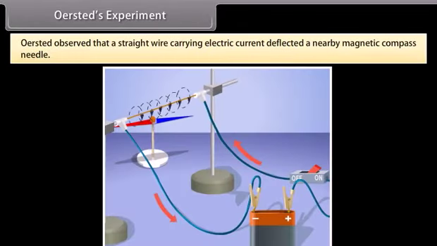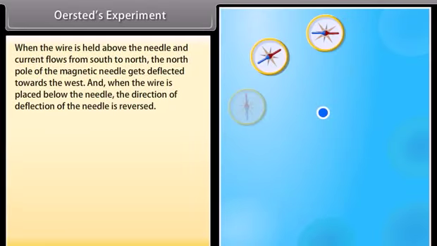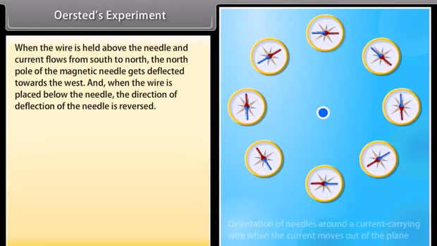Oersted's experiment. Oersted observed that a straight wire carrying electric current deflected a nearby magnetic compass needle. When the wire is held above the needle and the current flows from south to north, the north pole of the magnetic needle gets deflected towards the west.